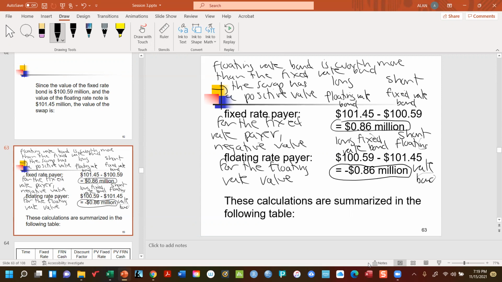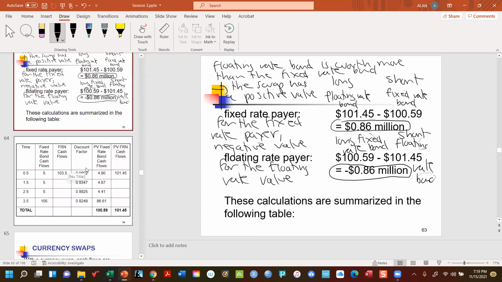Now, this is where the Excel is going to get involved. I know you're getting impatient to use Excel. I am too. I want to use Excel. So this is how we're going to price this thing. We're basically going to reproduce this chart that I'm about to show you.